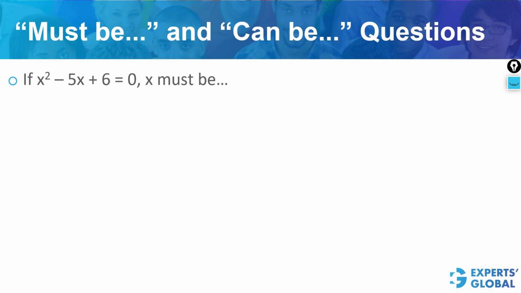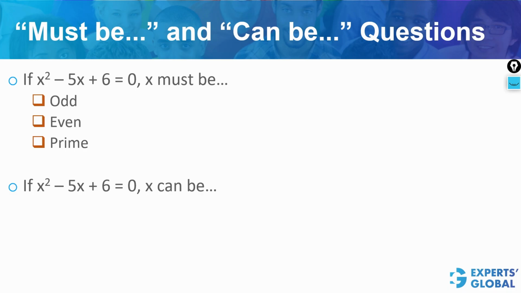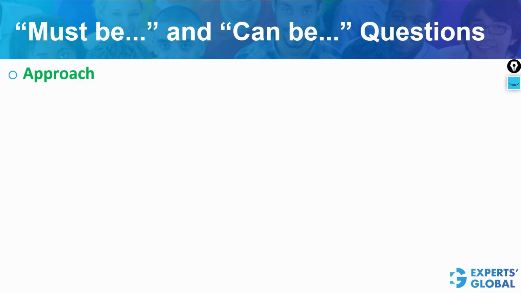Here is a simple example of a must-be question along with 3 answer choices. And this is an example of a simple can-be question along with the answer choices. Before we go about solving these questions, let's understand the correct approach for these questions.